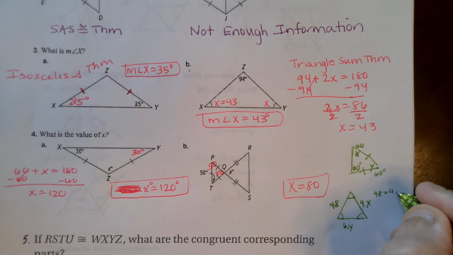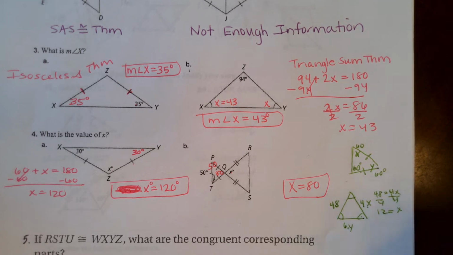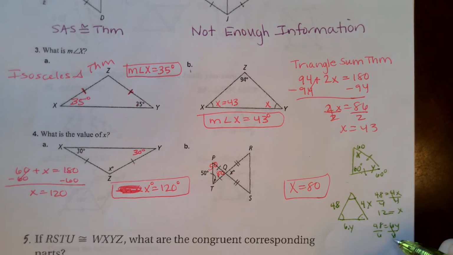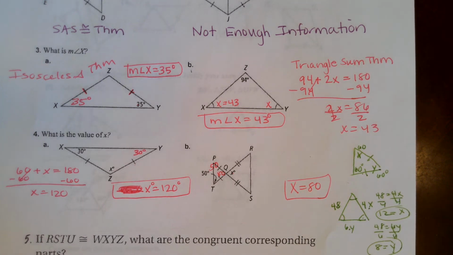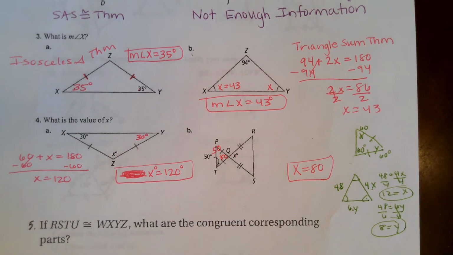48 equals 4X. So X is 12, then 48 equals 6Y. Y is 8. So there's my two answers for that. Okay, all because I knew these meant that you have an equilateral triangle because it's equiangular. Okay, one more.